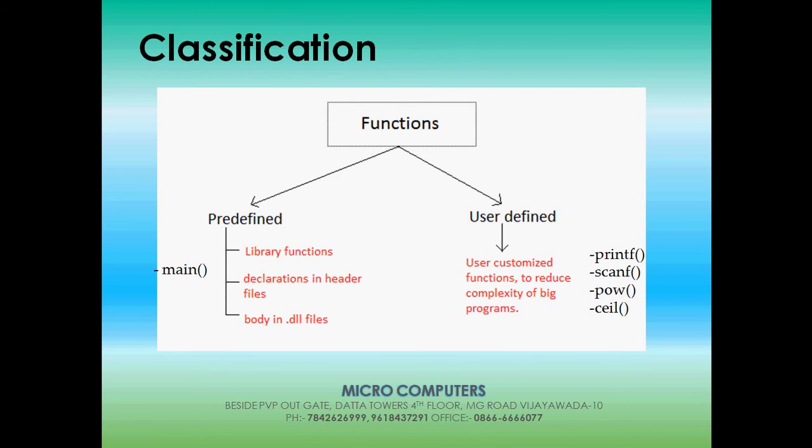Classification. Functions are classified into two types, predefined and user-defined. Predefined functions are the functions that are already defined in the C library, and the functions that are customized by the user are called user-defined functions. Predefined function, for example, main. Main is a predefined function, whereas for a user-defined function we can write any name, like pow is a user-defined function. Another is a user-defined function where we can pass arguments here in these braces.